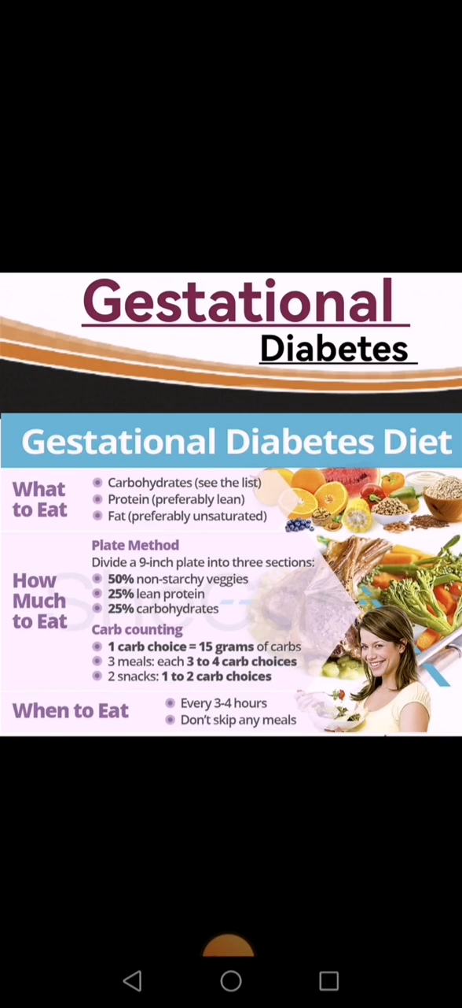Now the carb method: 1 carb choice is equal to 15 grams of carbs. 3 meals, each with 3 to 4 carb choices. 2 snacks, with 1 to 4 carb choices. So this is the overall gestational diabetes nutrition. Now here is what to eat. Every 3 to 4 hours you have to eat. Then don't skip any meals. So be careful about your meals and your nutrients. Don't try to skip them.